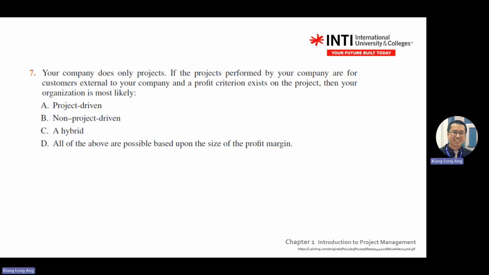If the projects performed by a company are such that the profit criteria exists on projects, then your organization is most likely project driven. Okay, because everything is focused on projects.